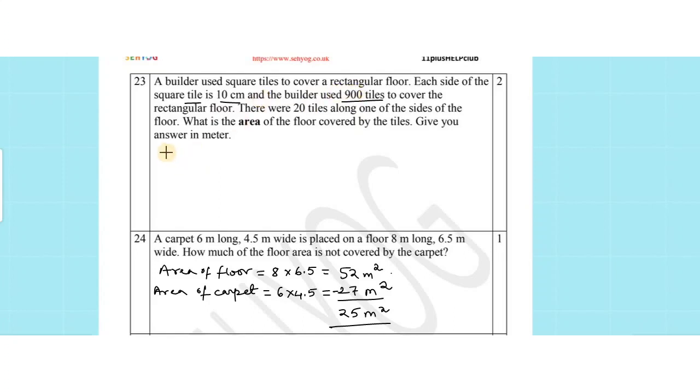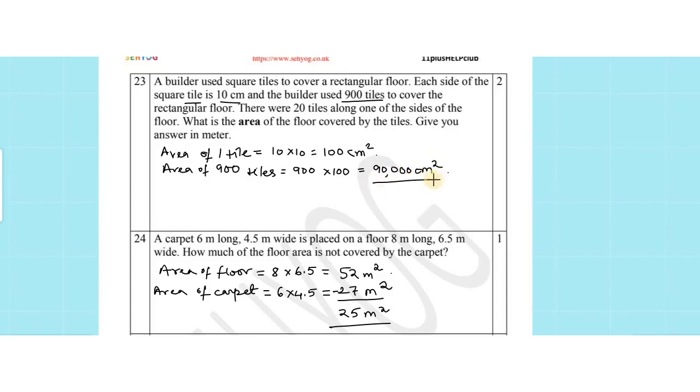So let us first find out what is the area covered by 900 tiles. One tile covers 10 times 10, that is 100 centimeter square area. So area of 900 tiles is 900 times 100, which is 90,000 centimeter square. So this much area is covered by the square tiles.